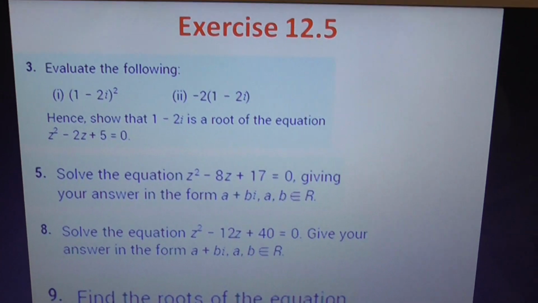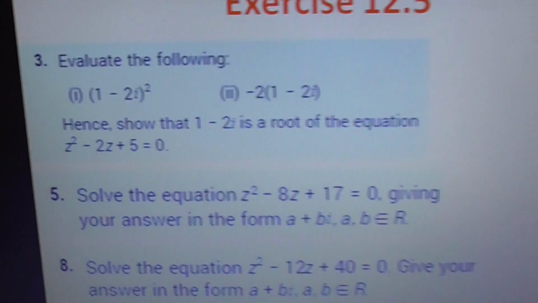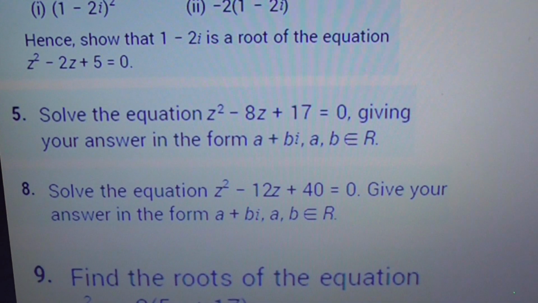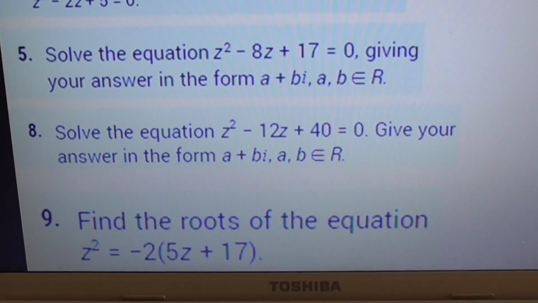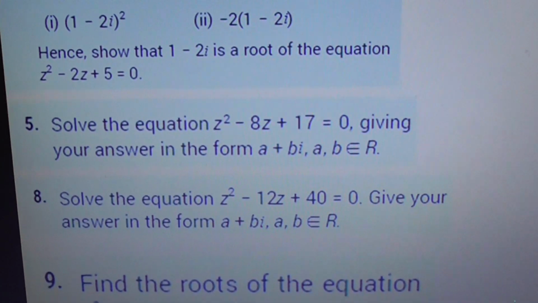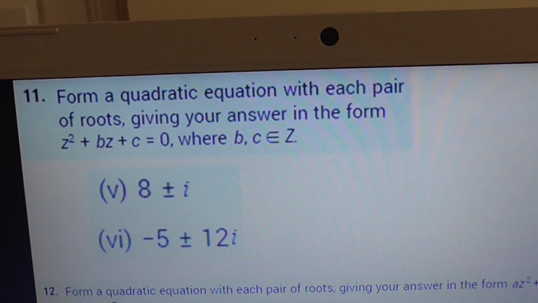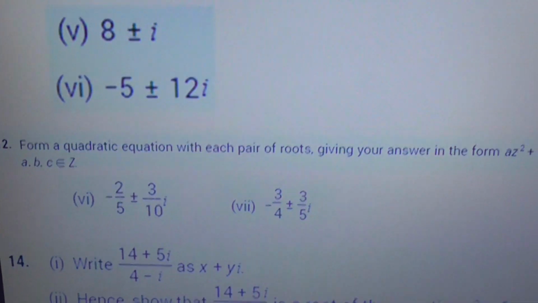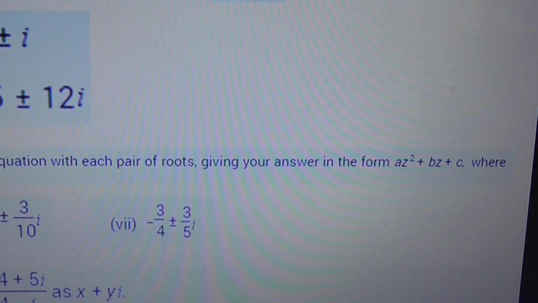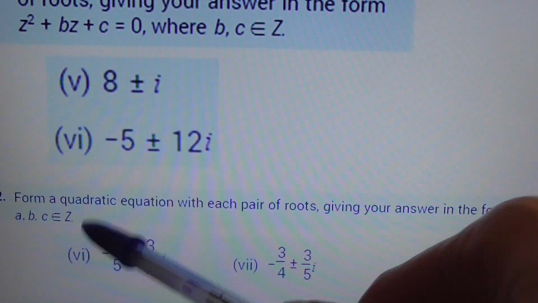Okay, next, in your books on page 297, I want you to do the following questions. So question 3, question 5, 8, 9. In 9, multiply out the right hand side and bring everything over to get a quadratic. Question 11, part 5 and part 6. Question 12, form a quadratic with each pair of roots and giving your answer in the form of az squared plus bz plus c, where a, b and c are all integers. Okay, so you're doing part 6 there and part 7.